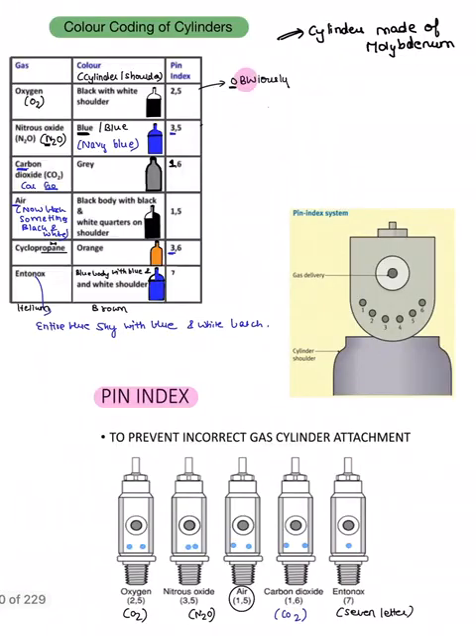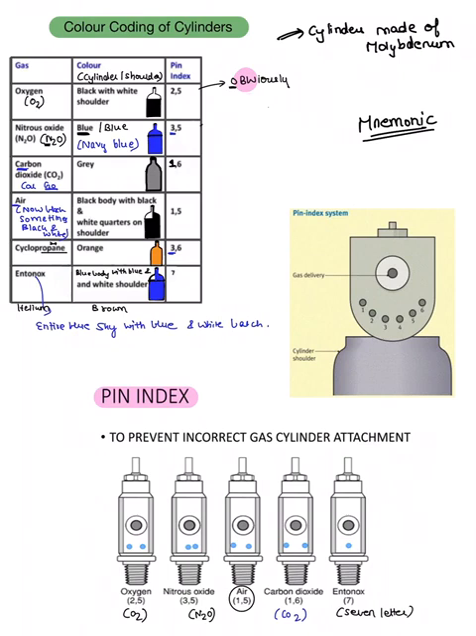Okay, now coming on to the color coding of the anesthetic cylinders, guys. This is a very important topic. I have tried to summarize all the color coding of the cylinders, guys, and how you remember them with mnemonics. So we'll talk about the color coding and the pin index, guys. If we talk about the cylinders, they are made up of molybdenum steel, guys.